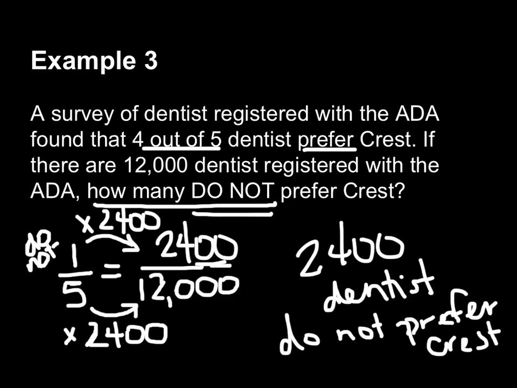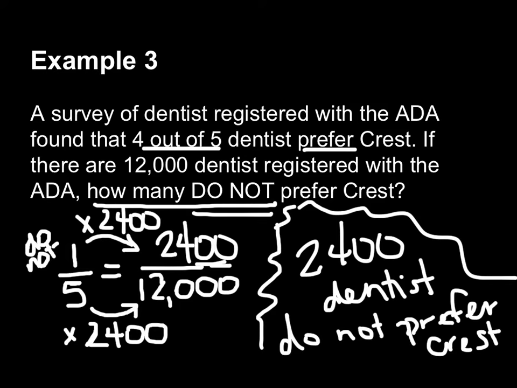Another way we could have done this is we could have done 4 out of 5 and found how many dentists like Crest, and then we can subtract that from our total. So this is just one way. There are other ways that you can find the number of dentists that do not prefer Crest.